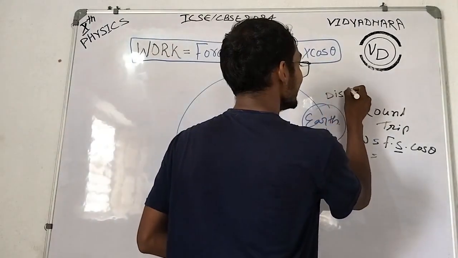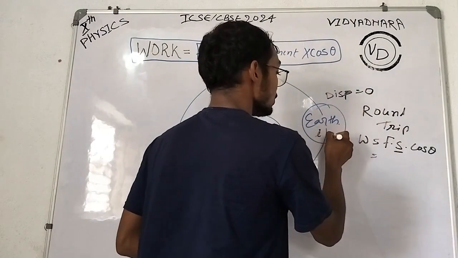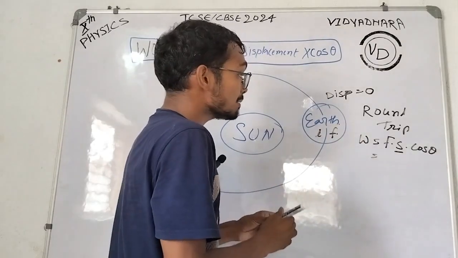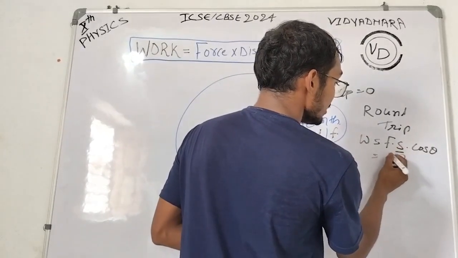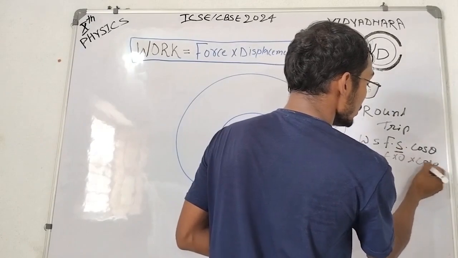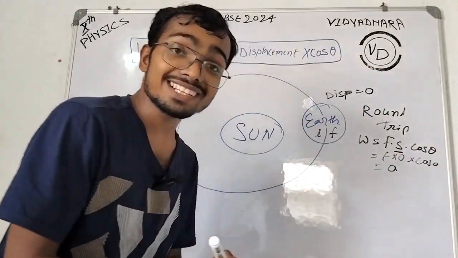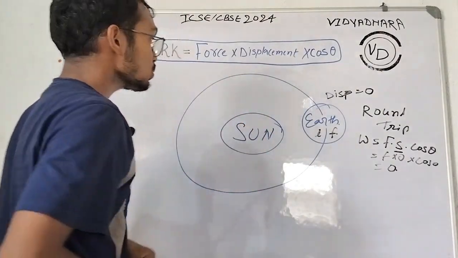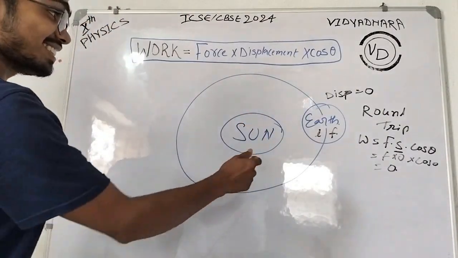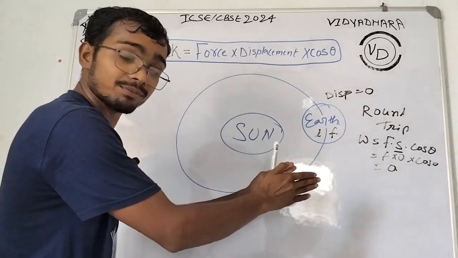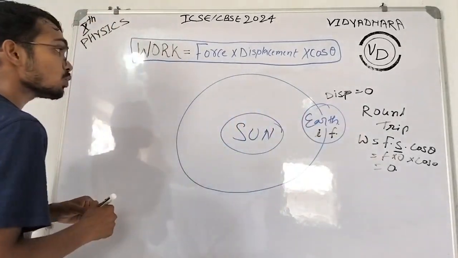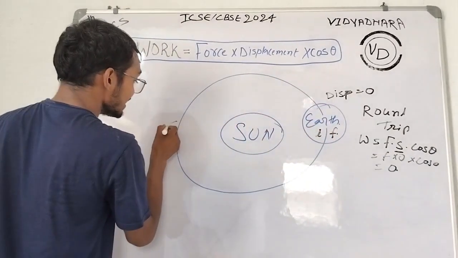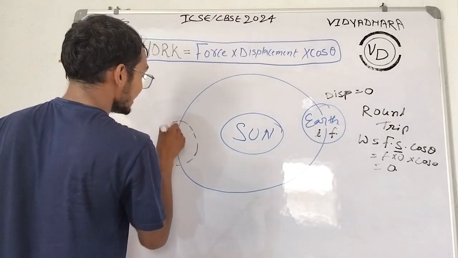Displacement is equal to 0. The final position is the same as the initial one. So displacement is 0, so force into 0 into cos theta is 0, whatever we studied earlier. Now I am telling with another method. Is that fully true? No, it is only partially true. What if the earth revolves only partially and stops here?